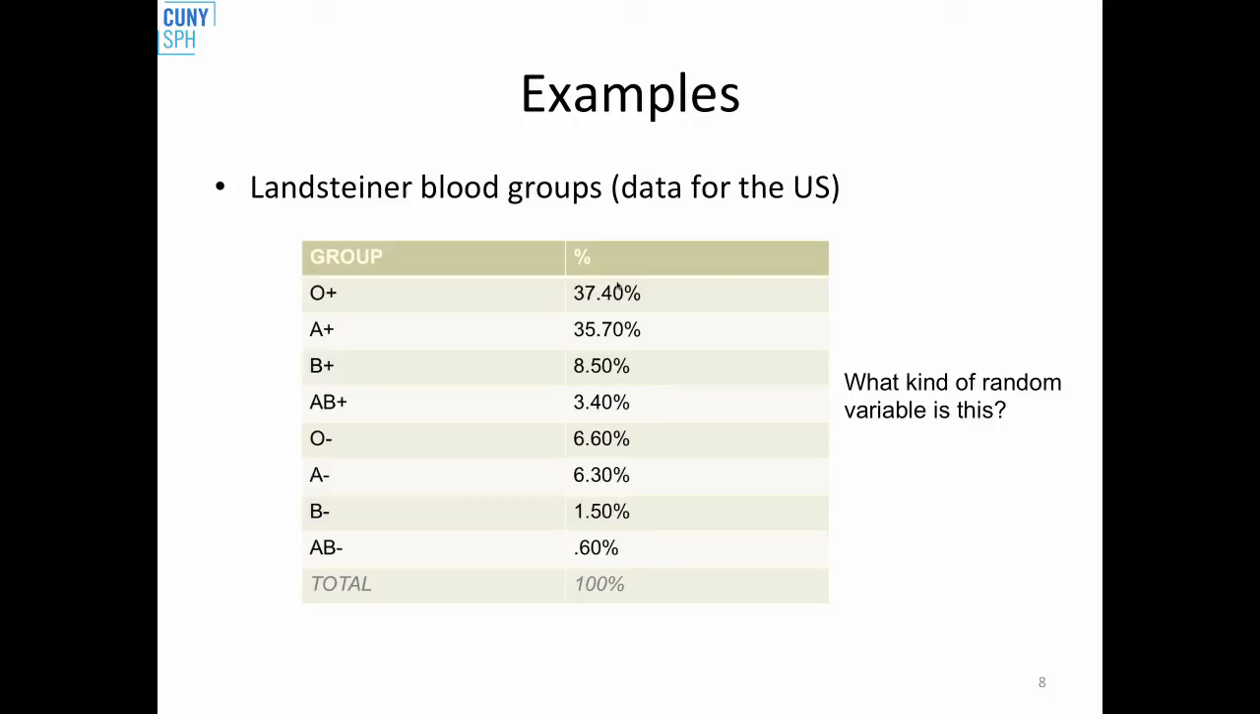An example of a categorical random variable is the Landsteiner blood groups, where in the population the approximate prevalences are these percentages, and the proportion that you actually observe in any group of people would be a categorical random variable.